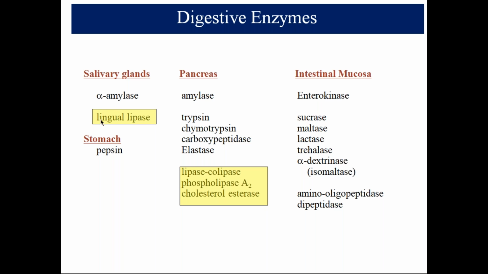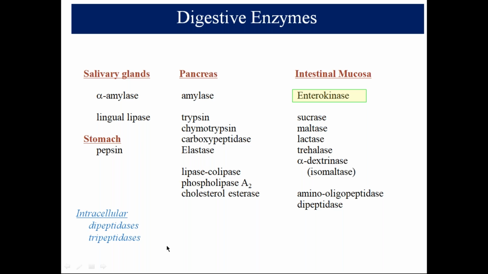The lipolytic enzymes are basically the lipases. You have a lingual lipase, which is there in the salivary secretions, and then you have the lipolytic enzymes which are secreted by the pancreas. Right? And of course, this is enterokinase. So when I told you about the pancreas and the pancreatic secretion, I had already told you the details of enterokinase. Right? And in addition to that, you also have intracellular di and tripeptidases.